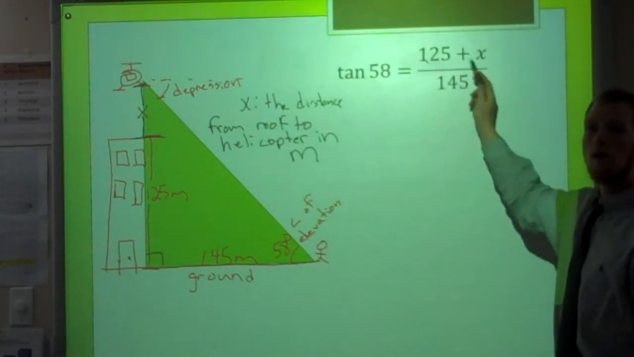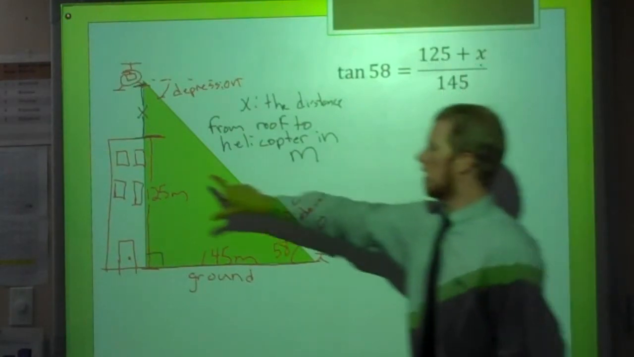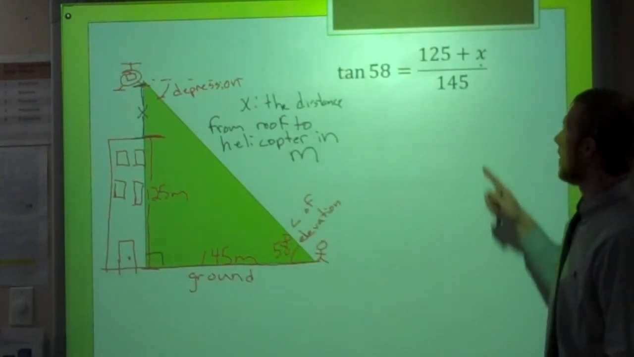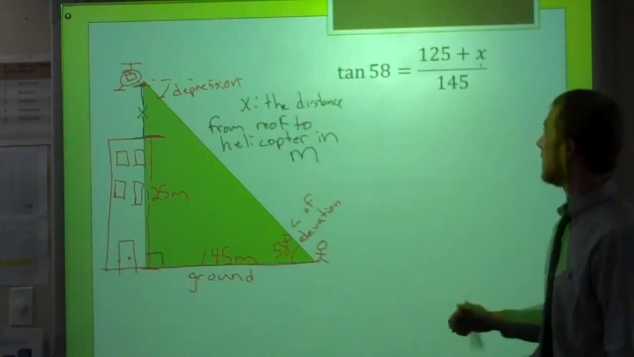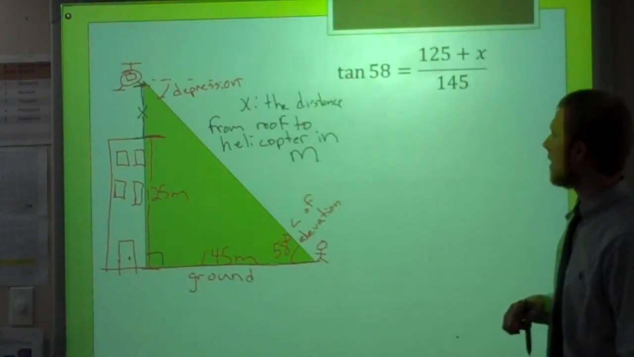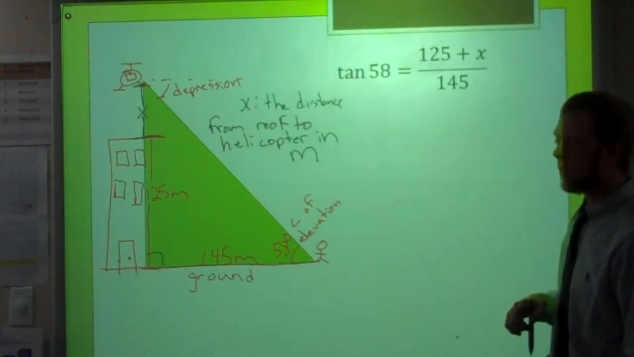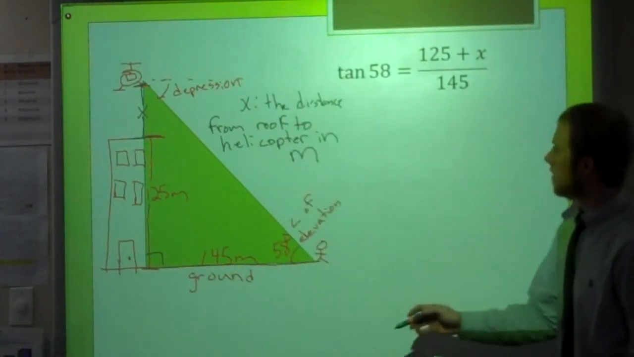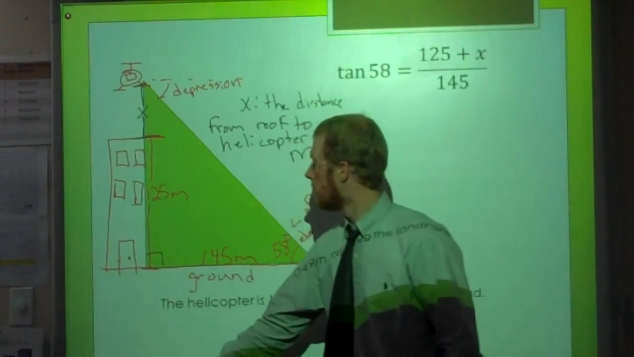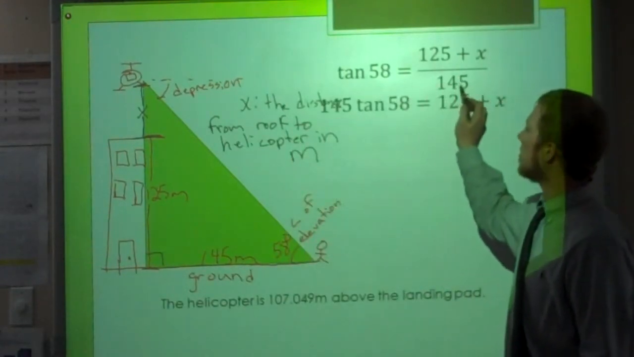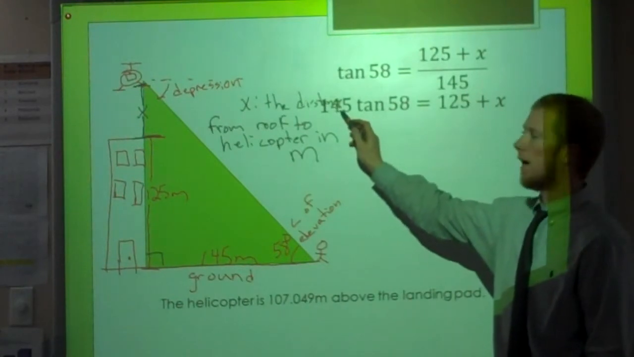Careful, this is not 125x. That would be taking this and multiplying it by that, and we don't want to do that. We want to just add the two lengths together. 145 was my adjacent side here. And so now, my next step is to take and multiply both sides by 145.